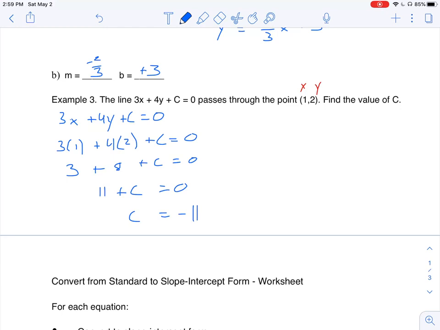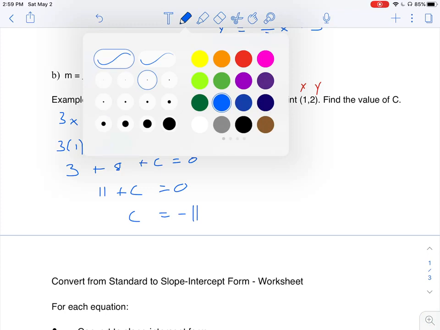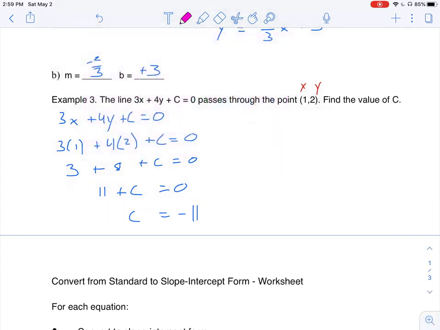Now, once we have our c value, negative 11, this is more of an extra step here, I can then rewrite the equation 3x plus 4y minus 11 equals 0. So then that would be the equation of the line. And then if we needed to write it in slope-intercept form, if the second part of the question was, okay, what's the slope? We know how to do that because we did it from the question above.